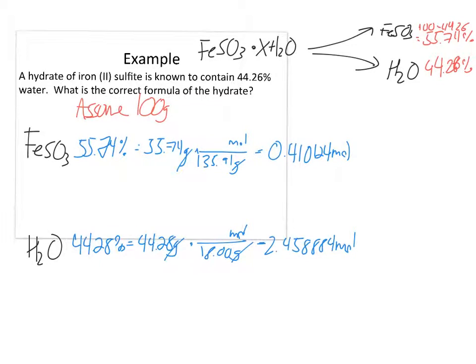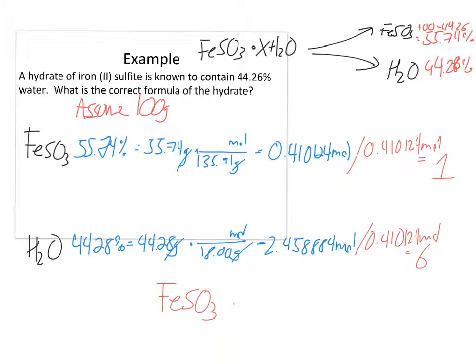So once again, I need to figure out which is my smallest value. That's a very obvious choice. It's this one over here. So I divide both values by that smallest value, 0.410124 mole. My moles will cancel out. And what I'm left with here is 1, and here I'm left with 6. So these become our coefficients. We don't write our 1s, so our final formula is FeSO3 dot 6H2O.